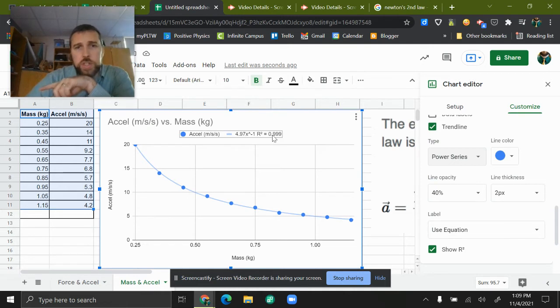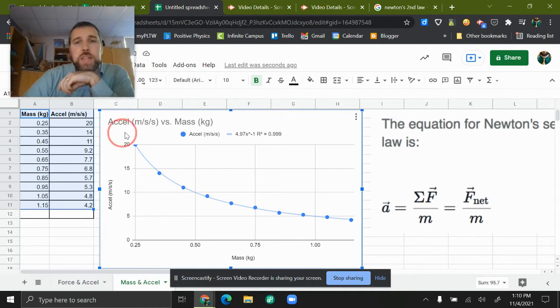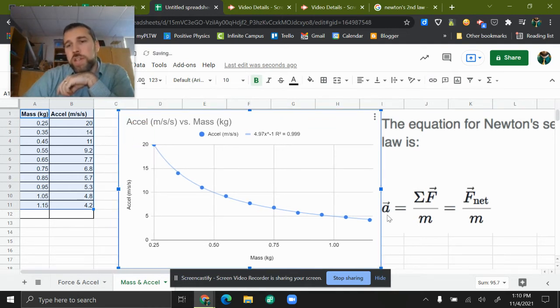All right, I have the equation. I have the r squared value. I'm going to leave those in there and close it. So that is one way to do this. There is another way. If you want to use a linear trend line, let's plot things that would be linear. Acceleration is proportional to 1 over the mass, right?